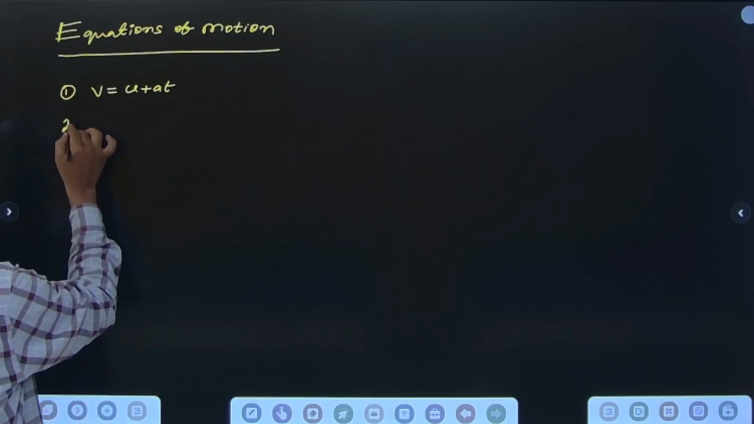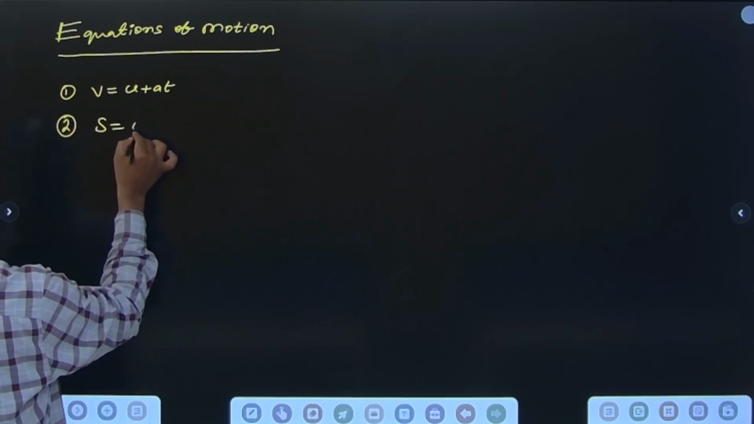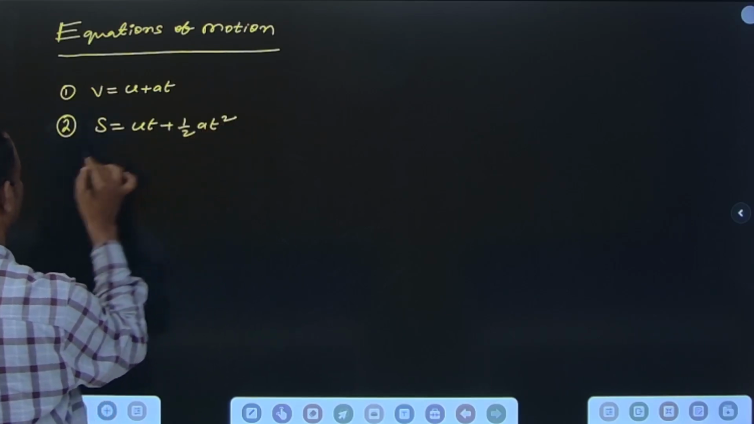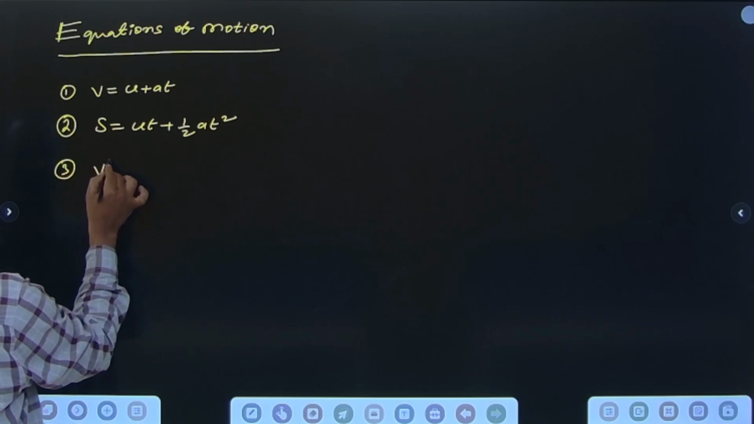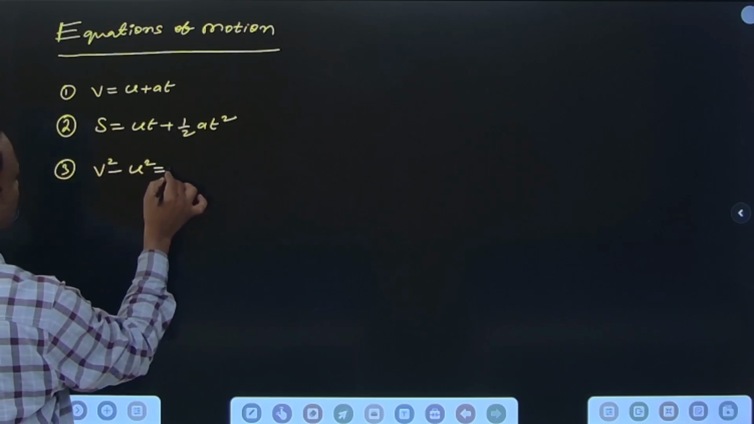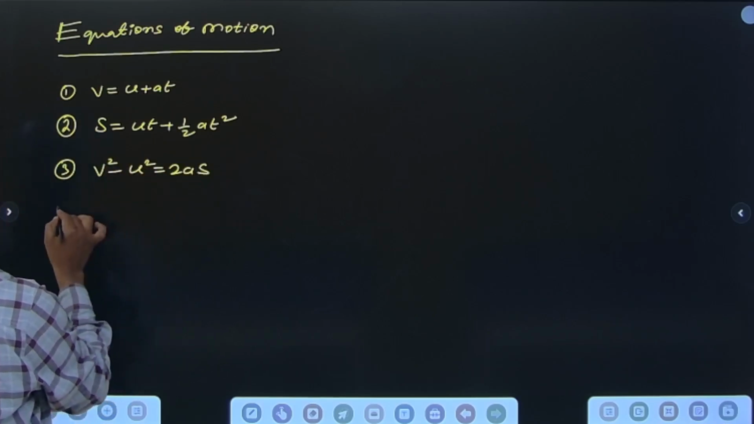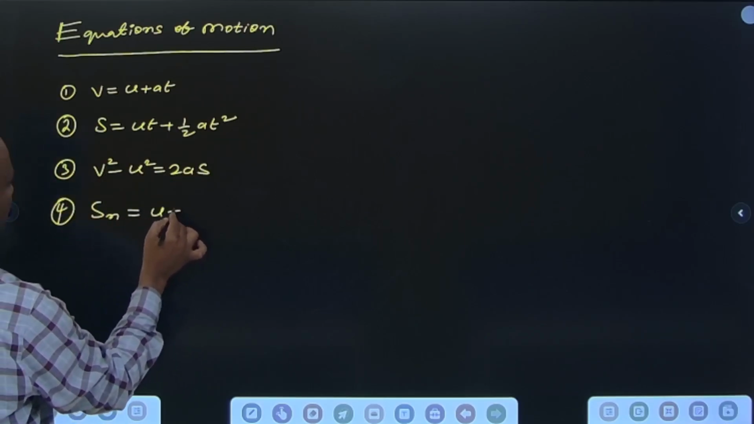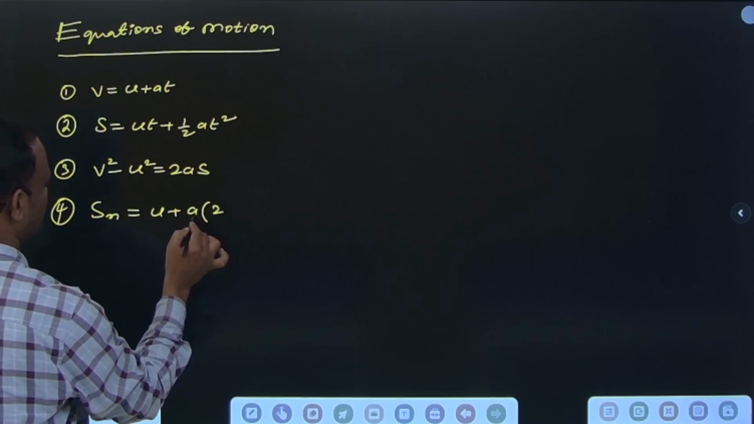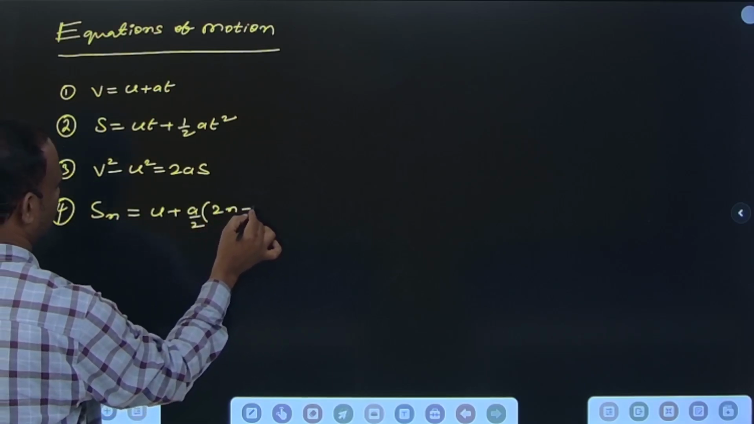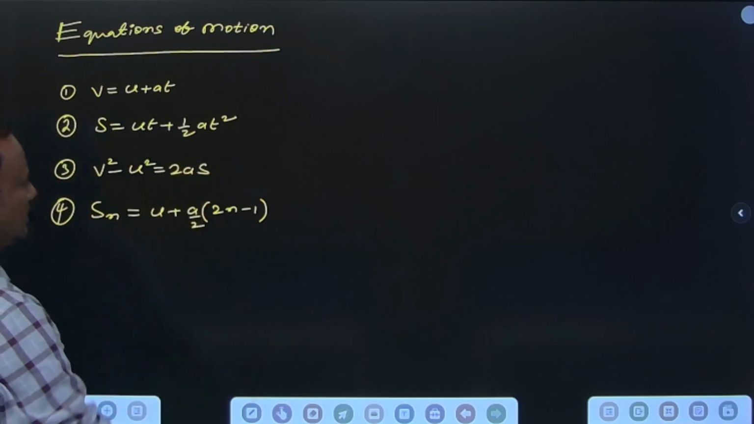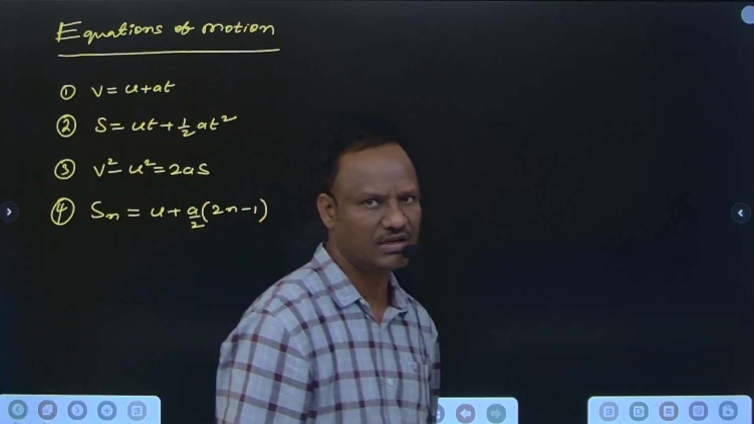The second one is S = UT + half AT square. Next, V square minus U square = 2AS. For the fourth one, Sn = U + A by 2 into (2n minus 1), which gives the distance traveled in the nth second. These are the equations of motion we can use.